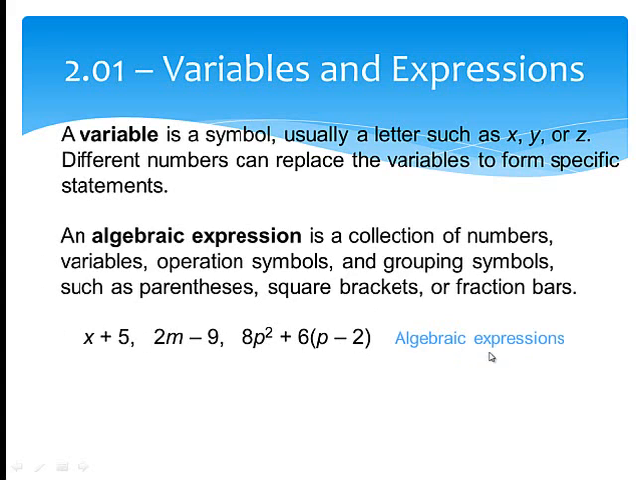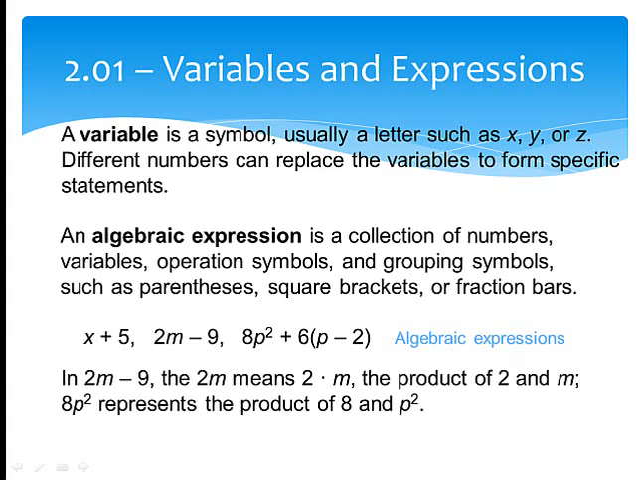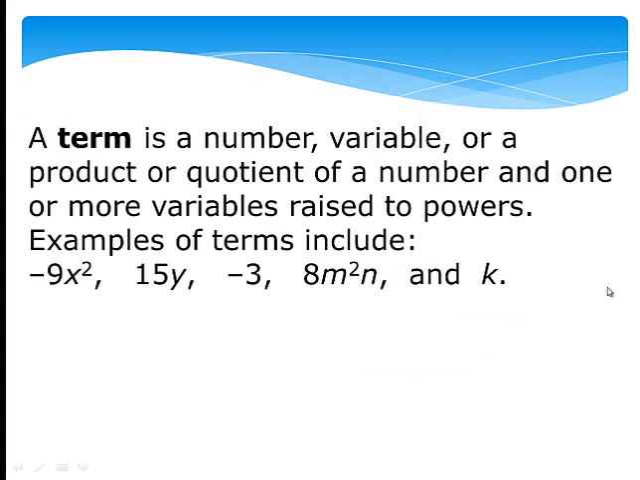The biggest difference between an expression and an equation is an equation has an equal sign, but an expression does not. Okay, so if I look at the expression 2m minus 9, that means 2 times m, then minus 9. 8p squared represents the product of 8 and p squared. A term is a number or a variable or product or a quotient. It's just each part of a set of numbers.